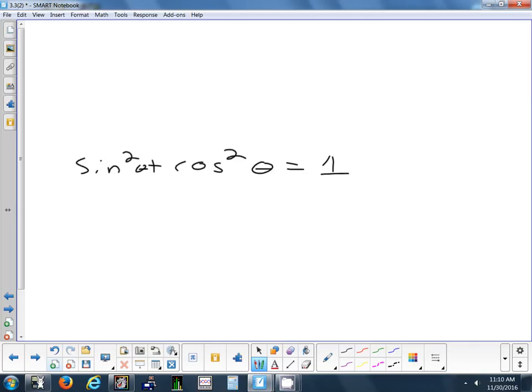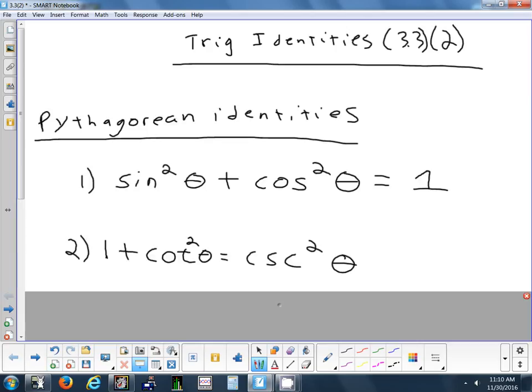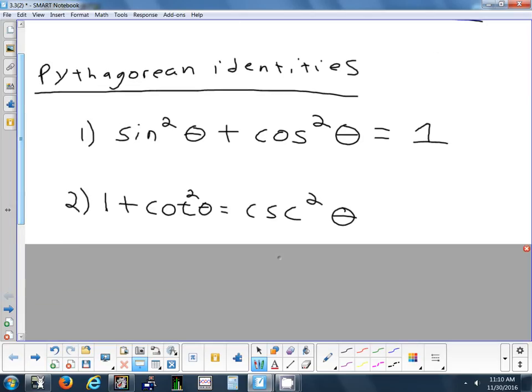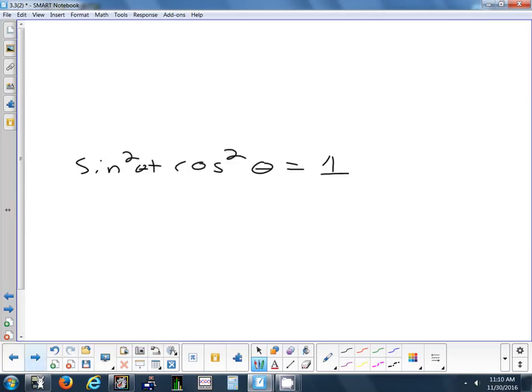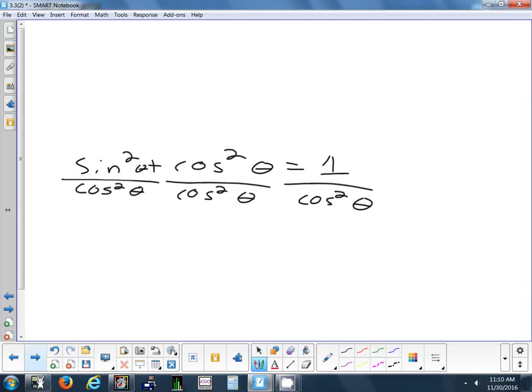For the third one, I'm going to show you where it comes from based off of the first one. Let's take the first one and divide everything by cosine squared. So I'm going to take that original identity, divide that by cosine squared, divide that by cosine squared, and divide that by cosine squared. Let's start with the easy one. What's cosine squared divided by cosine squared? 1.